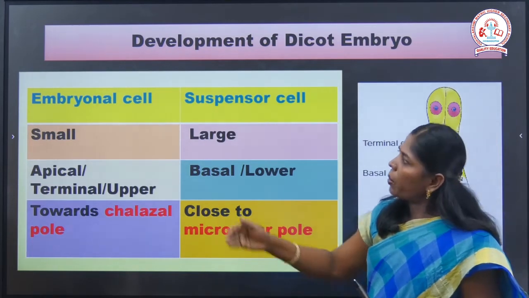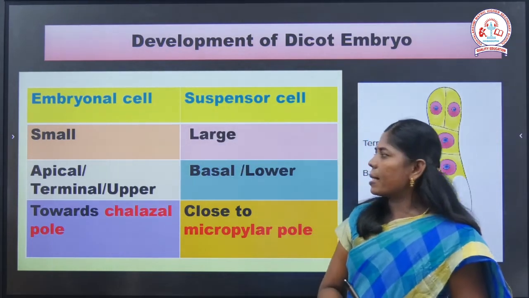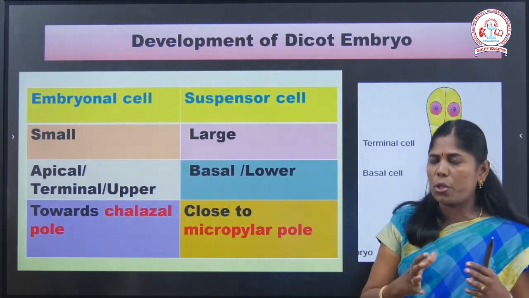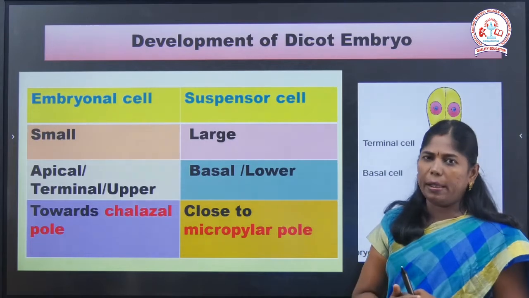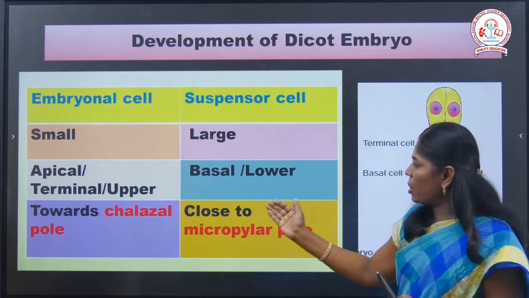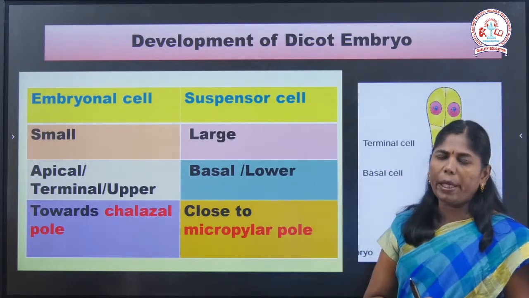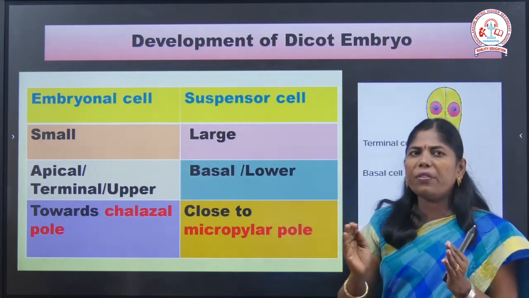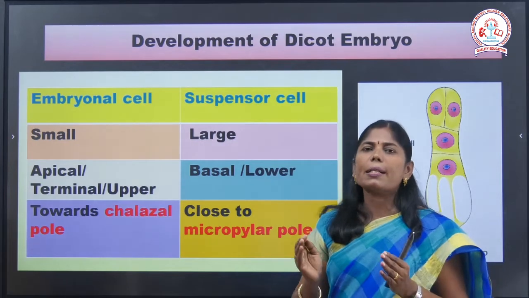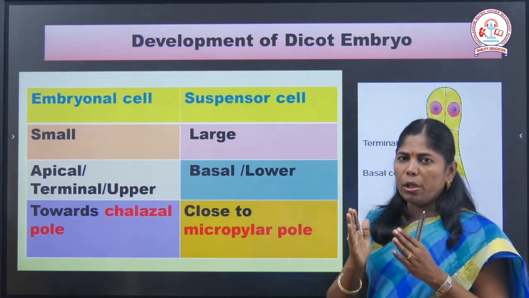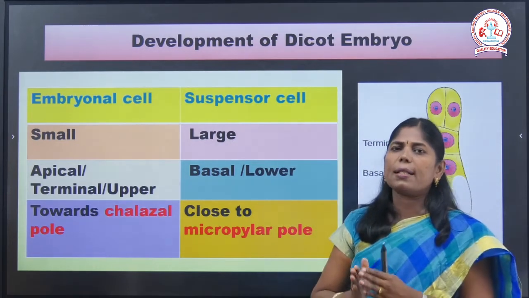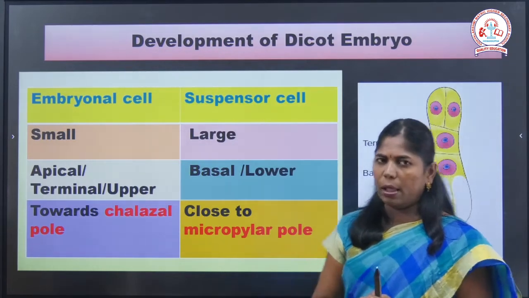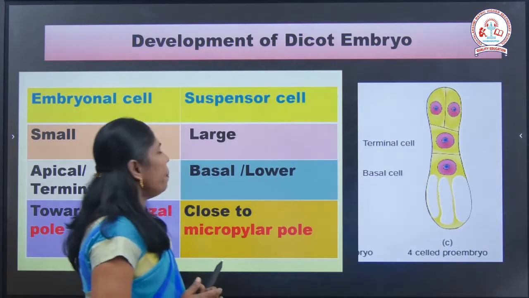And what about the embryonal cell? Embryonal cells are towards the chalazal end. We know what the chalazal portion is and what the micropylar end is. The suspensor cell is towards the micropylar pole, close to the micropyle. That is the small difference between the embryonal and suspensor cell. The zygote undergoes the first division, giving rise to two unequal cells. First we have to see the embryonal cell.